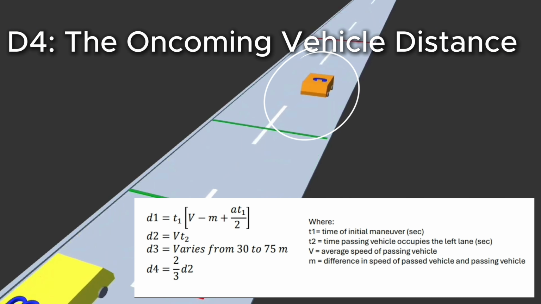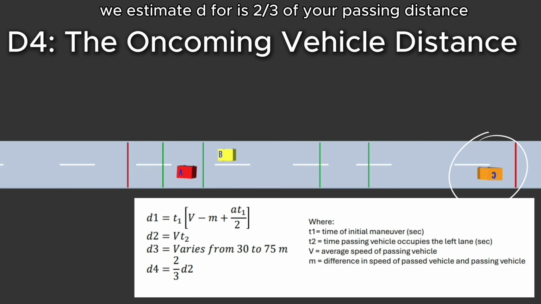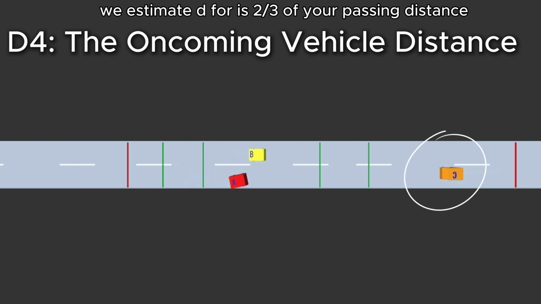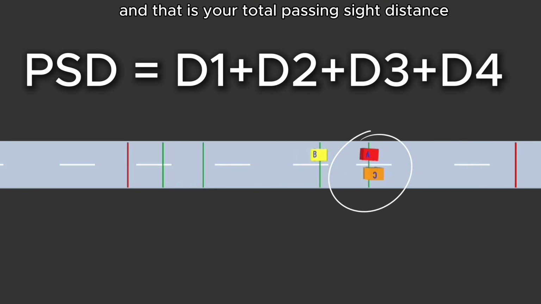While you were passing, that red car was racing toward you. We estimate D4 as 2/3 of your passing distance. Add them all up, and that is your total passing sight distance.